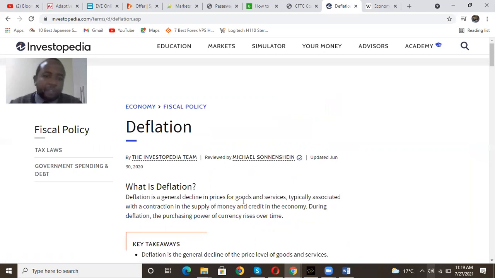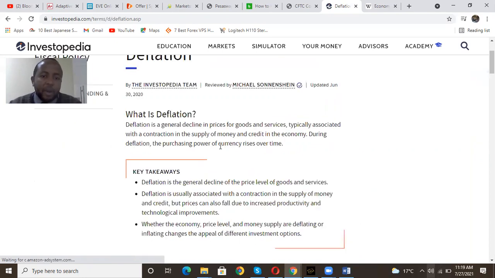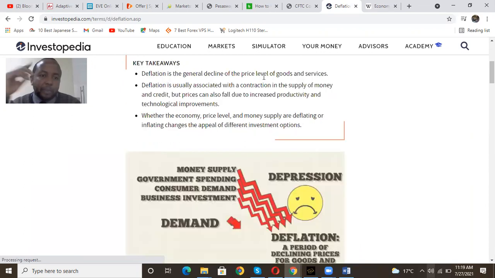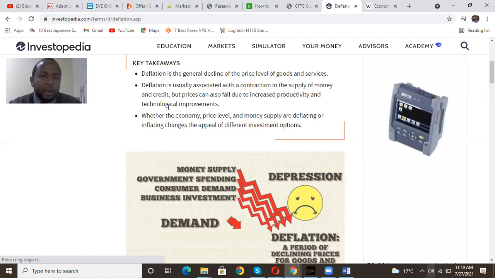It's the general decline in the prices of goods and services, typically associated with a contraction in the supply of money. So during deflation, the purchasing power of the currency rises. So here the prices are going down, but the purchasing power is going up. So this is the opposite. It's the general decline in the price level of goods and services, usually associated with a contraction in the supply of money and credit. But prices can also fall due to increased productivity and technological improvements. So sometimes, if you have more production and more technological improvements, the prices may tend to fall.